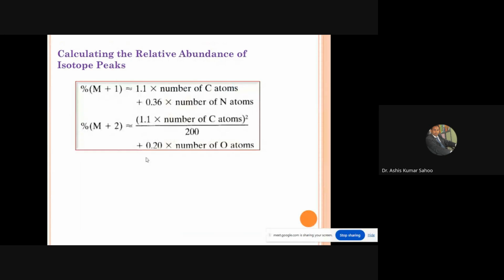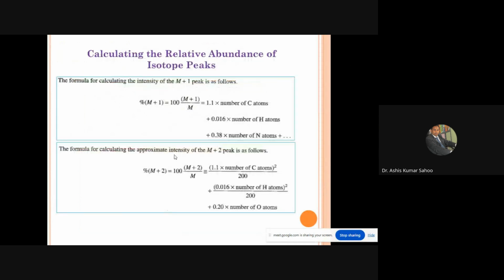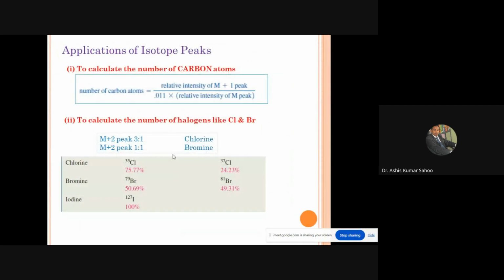So these are the calculations of the M plus 1 and M plus 2 amounts. We look only at cases where we get M plus 1 and M plus 2. You can calculate this in the case of carbon. In the case of chlorine, you can see the M plus 2 peak is 3 to 1. For chlorine, we get 3 to 1. For bromine, we get 1 to 1.